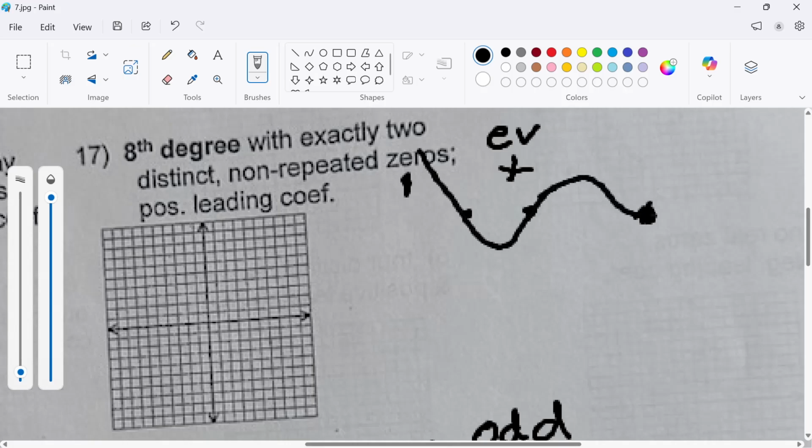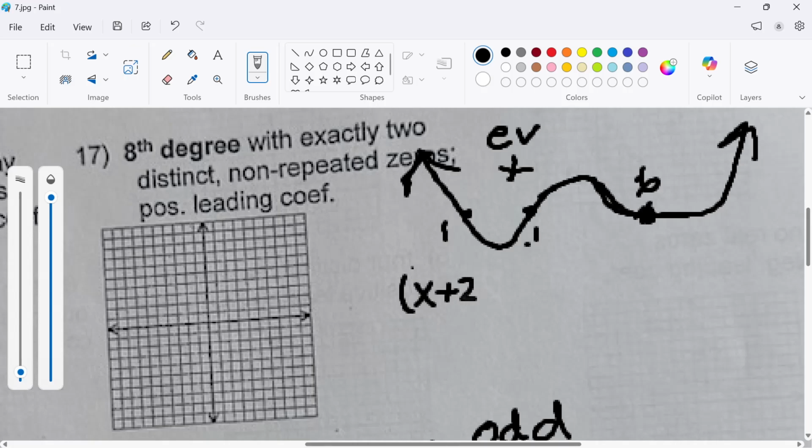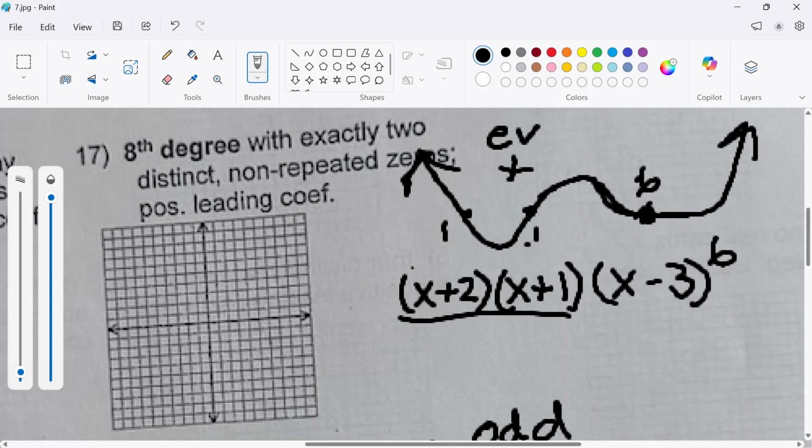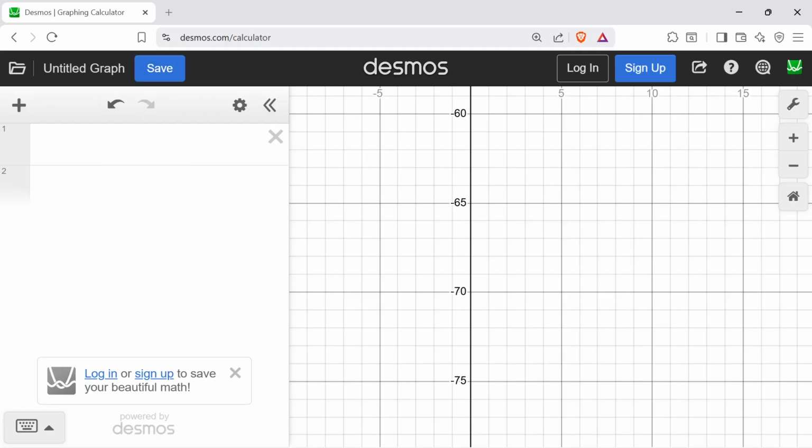And then it's got to bounce, because this one is even, but it's going to be real flat there. Real flat where it bounces off that one, because it's to the 6th power. So this is 1 power, and then this is 6 power, 6, 7, 8. So let me show you that on Desmos. I'll put x plus 2 times x plus 1 times x minus 3, and this one will be to the 6th power. So these are the 2 distinct ones, and this is the one that's not distinct. I could put 3 that are degree 2, 2 that are degree 3, but I'm going to do it this way.